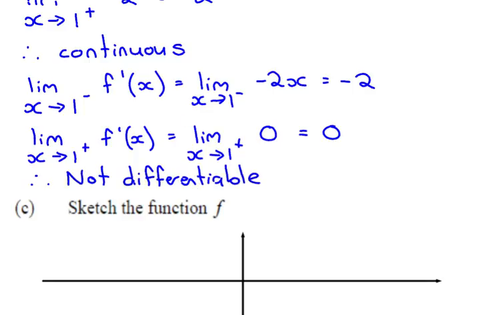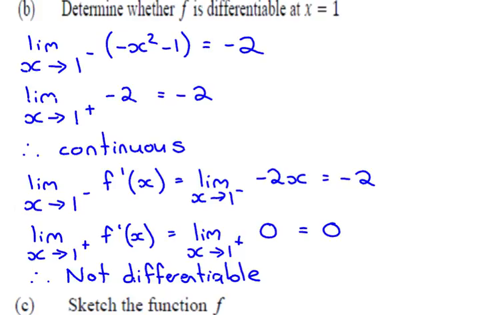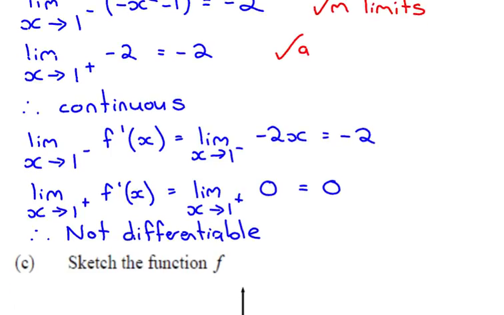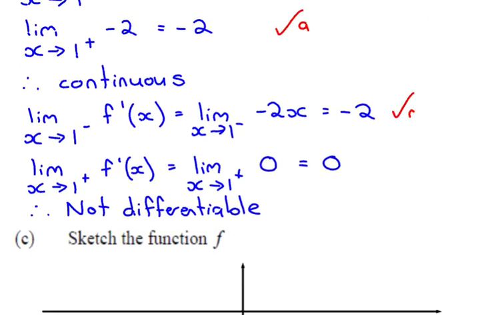Right, so let's just have a look at the mark allocations there. Firstly, I need to have a method of using limits and an accuracy mark for that whole step. There we go. Then I have a method mark here for using derivatives, an accuracy mark for doing it right, and you just got a mark for your conclusion based on your working.